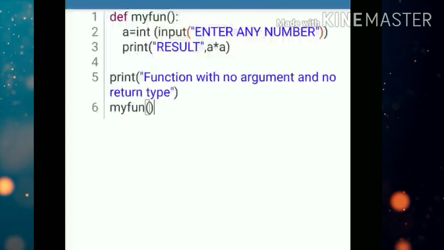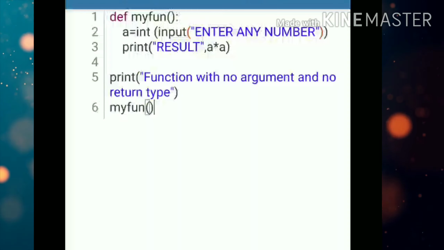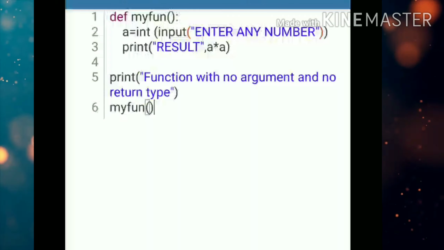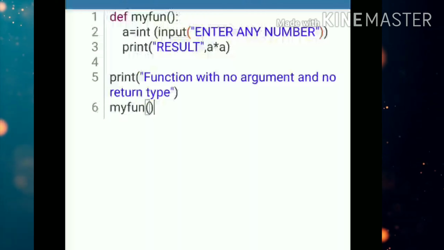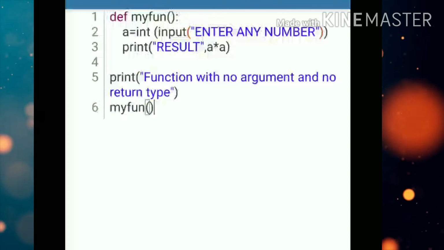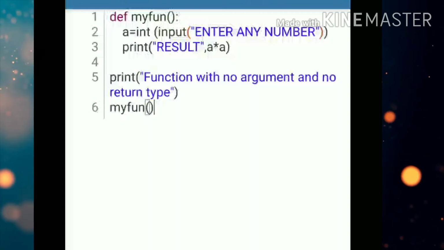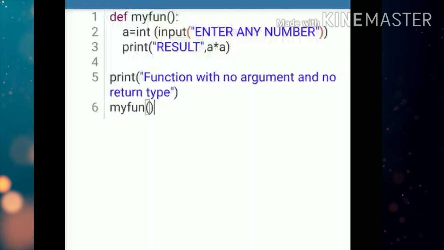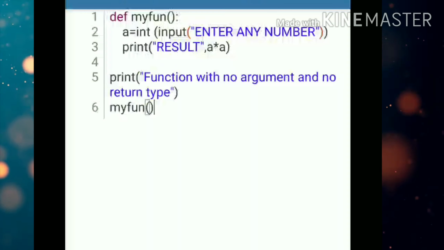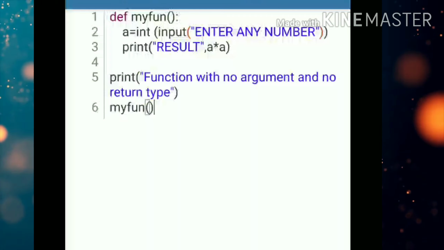Just look at line number 2, we have taken a value and stored it in a variable, and we print the square of the number. I have given the instruction print result, A star A, which means the value of A multiplied with the value of A. In the fifth line we go outside the function with a message, and in the sixth line I'm just calling the function. So this is the first type of function. I'm just going to run it.